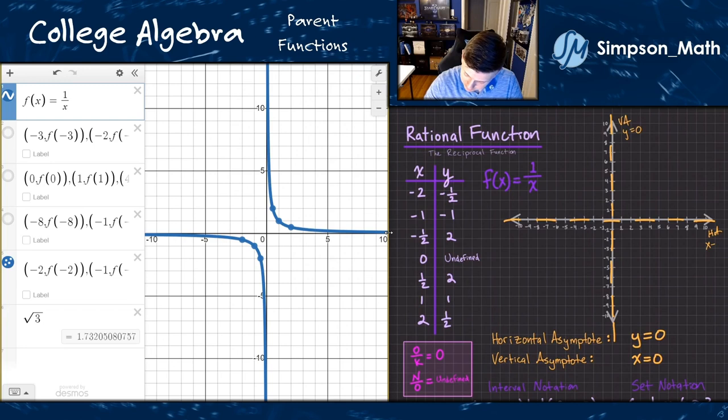Oh, I have that backwards. My vertical asymptote is at x equals 0, and my horizontal asymptote is at y equals 0.